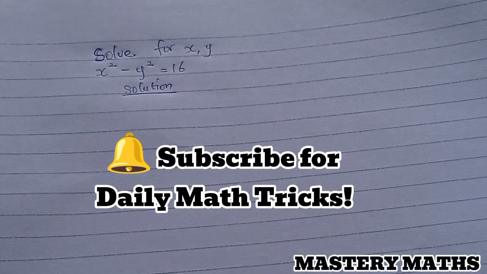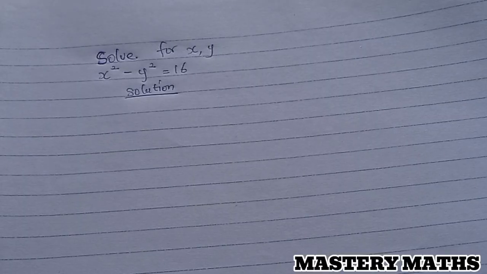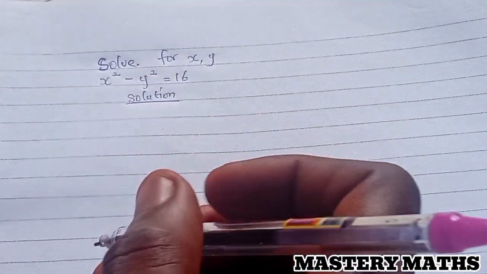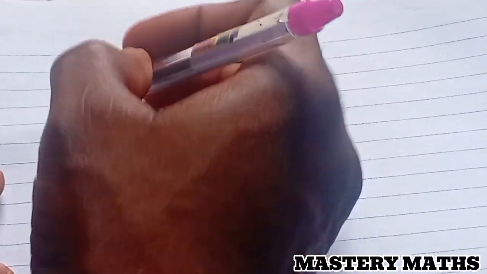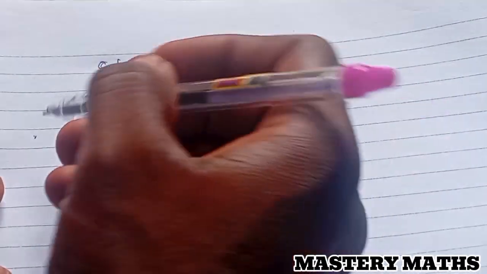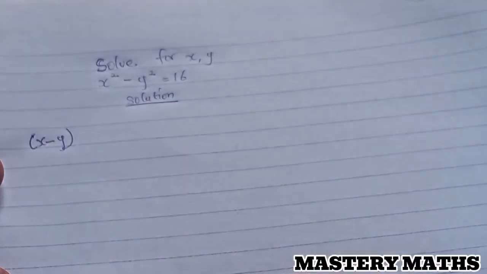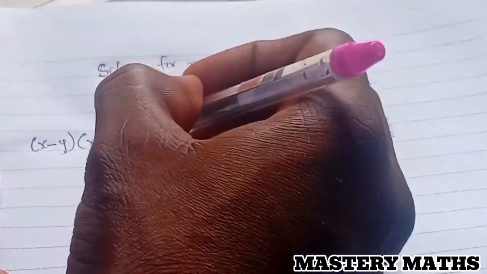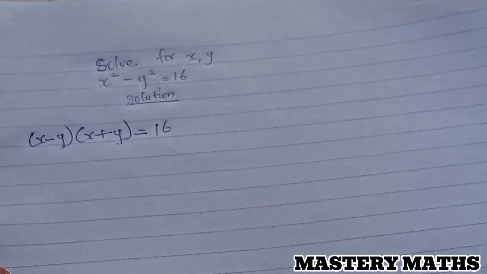You have to solve for x and y, when x squared minus y squared is equal to 16. Now, to solve this, first of all, you put the difference of two squares, which will be x minus y, times x plus y, equal to 16.